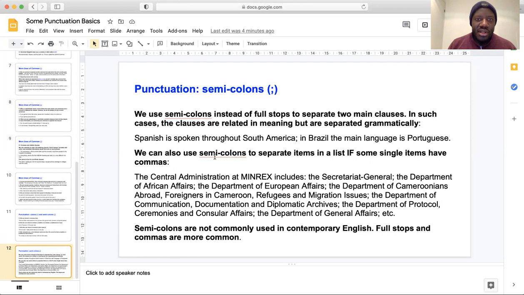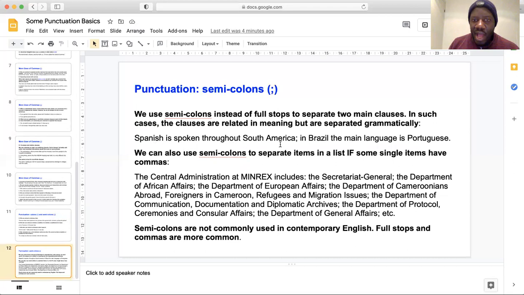And now the use of semicolons, and I'm going to come back to this next time. We use semicolons instead of full stops to separate two main clauses. In such cases, the clauses are related in meaning, but are separated grammatically.